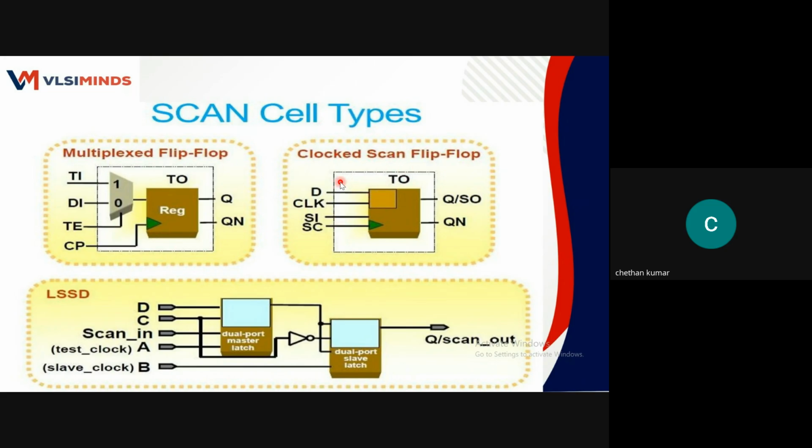Whereas in the case of the clocked scan flip-flop, you can observe that the D input is directly connected to the flip-flop, and the scan input is also directly connected to the flip-flop. The only difference is we need two different clocks to control them. If the clock CLK is active, then the D will propagate. If the scan clock is active, then the scan input will be connected to the Q.